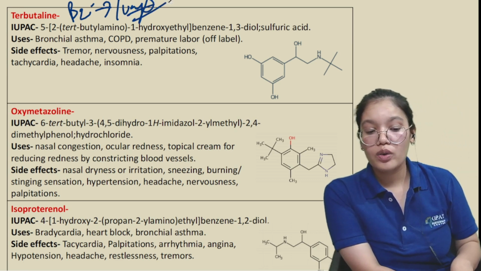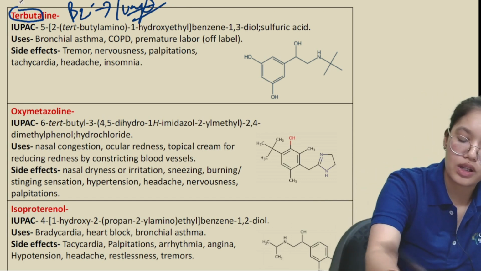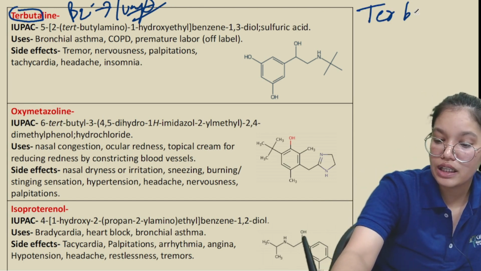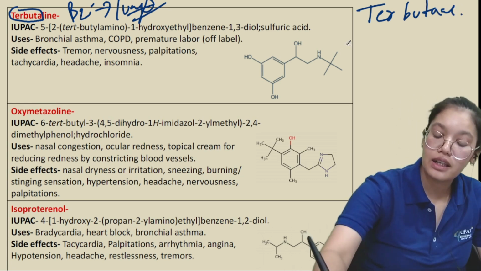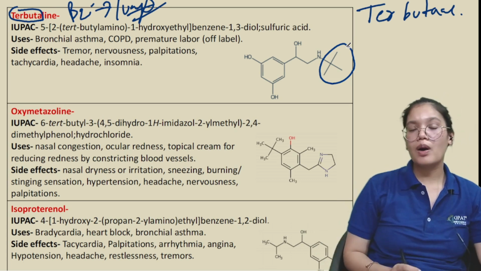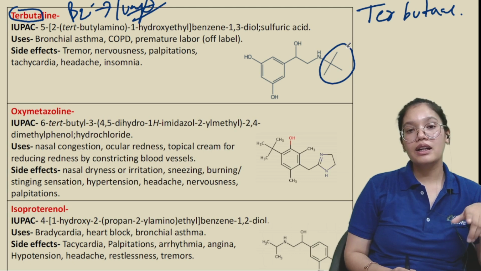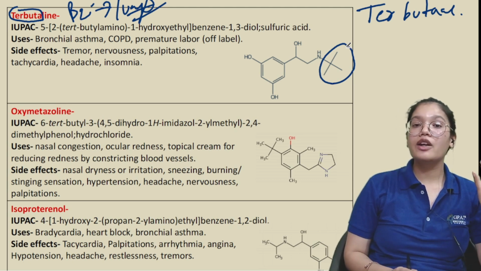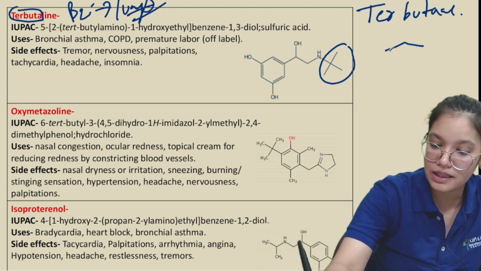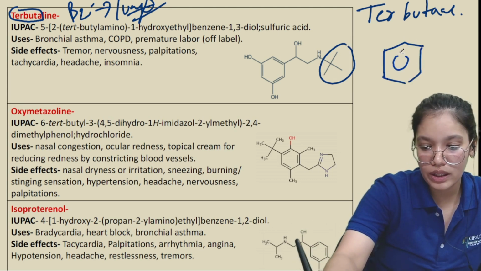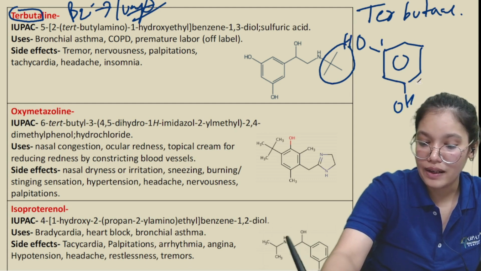Now if we talk about its structure, from 'terbuta' we can say tertiary butane. So terbutaline contains a tertiary butyl group as a side chain. Now this is not a catecholamine, but it contains a ring similar to catechol, that is resorcinol. Resorcinol is basically similar to the catechol ring, just that it contains hydroxy groups at the 1 and 3 positions.